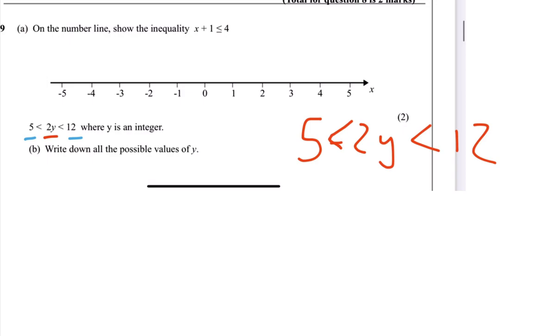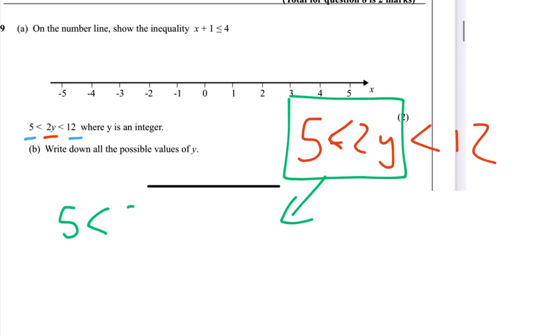What you need to do is, if in the middle it doesn't have just a single letter, you block off the first term on the left and the middle term and write it out here. So that becomes 5 less than 2y. Just copied it out. Then you take the one on the right hand side, and the middle as well.